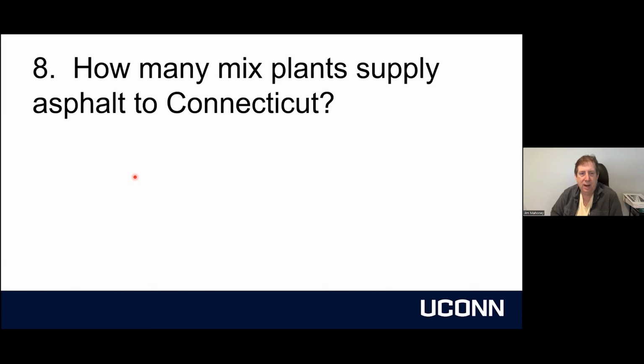How many mix plants supply asphalt to Connecticut? It's over 30, 30 to 35 plants, depending upon the year. Occasionally it's more than that, because some companies choose to bid on Connecticut projects some years and not others, depending upon what they anticipate their workload to be. For a tiny little state, think of Connecticut as a rectangle 100 miles wide and 50 miles tall. That's 30 to 35 mix plants just for our little state. We're the third smallest state in the country, so there are a lot of plants and a lot of needs.